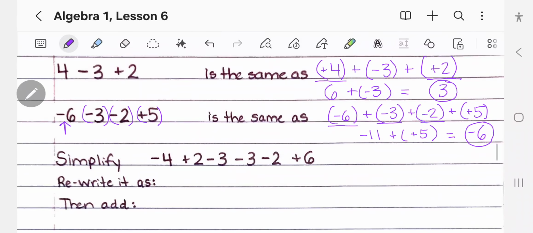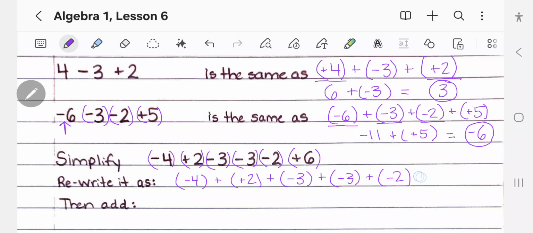Let's try this method on a couple other problems. We're going to rewrite it. We're going to put everything in parentheses and then insert plus signs between them. So that's going to be negative 4 plus positive 2 plus negative 3 plus negative 3 plus negative 2 plus positive 6. Just going to double check that. Negative 4, positive 2, negative 3, negative 3, negative 2, and positive 6.